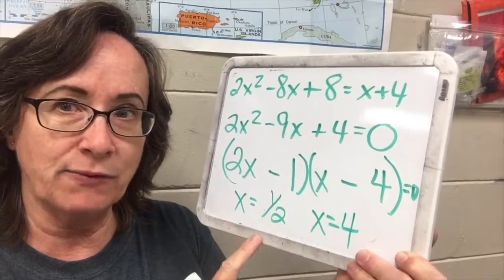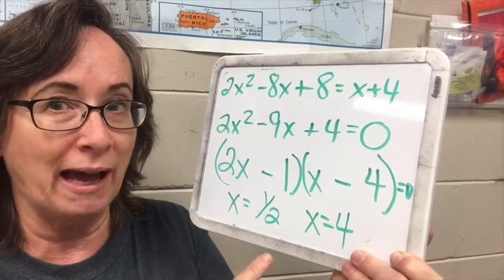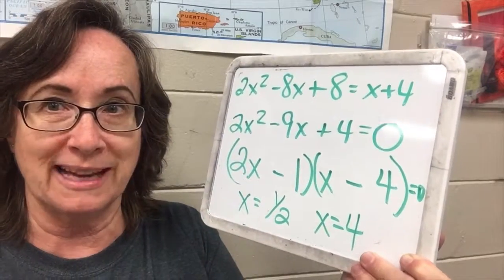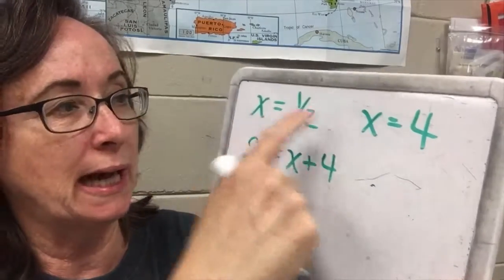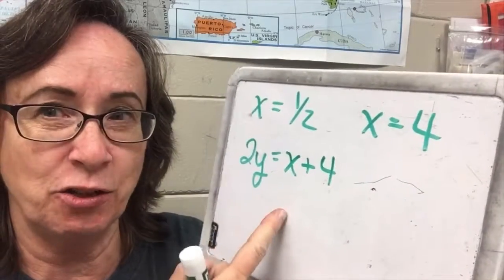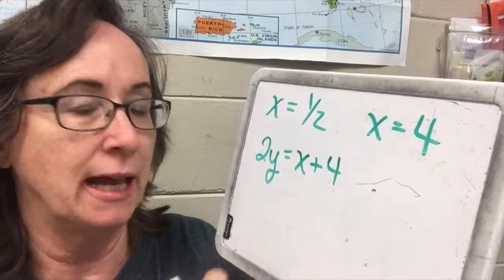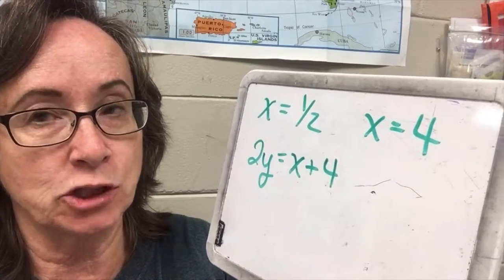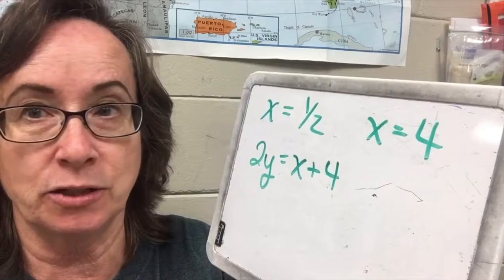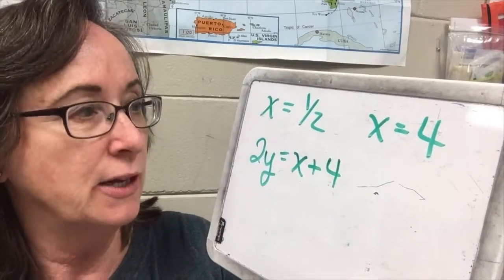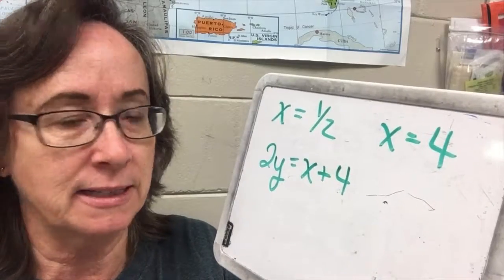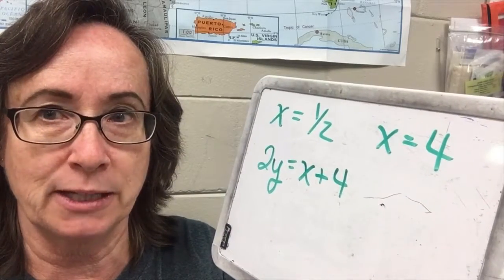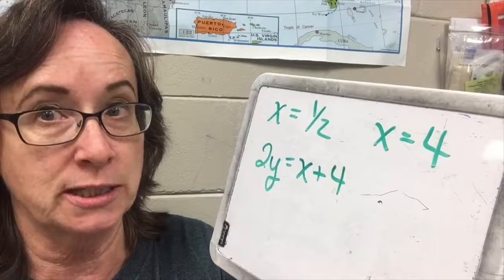So those are the x values. Now I have to go find the y values that go with those x values. In order to do that, I'm going to plug each one of these x's into my linear equation. And then, of course, I will check each solution in my quadratic as well. It's just easier to put it into the linear equation to find the solution, and then I plug them into my quadratic just to check them.